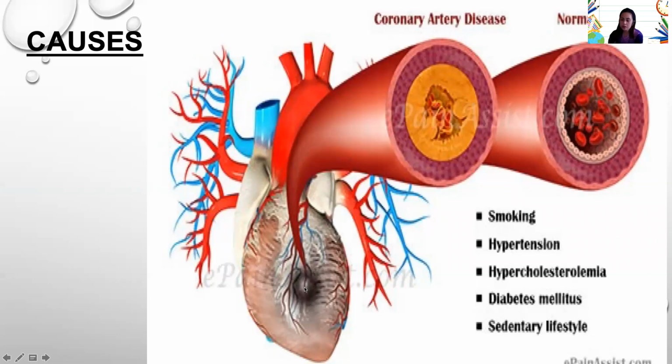So anong causes nito? First is yung smoking. Bakit? Because ang cigarette, nagko-contain niya ng nicotine, which is a potent vasoconstrictor. Pag sinabi mong potent vasoconstrictor, nililiit niya yung daanan ng blood. Hypertension, mataas ang BP. Hypercholesterolemia. Bakit? Kasi nag-i-stack dito yung cholesterol na nakakabara pa sa puso. Diabetes, yung mga sugar, excess sugar, nag-i-stack din dyan. And sedentary lifestyle, hindi ka kumikilos, hindi ka nag-exercise.